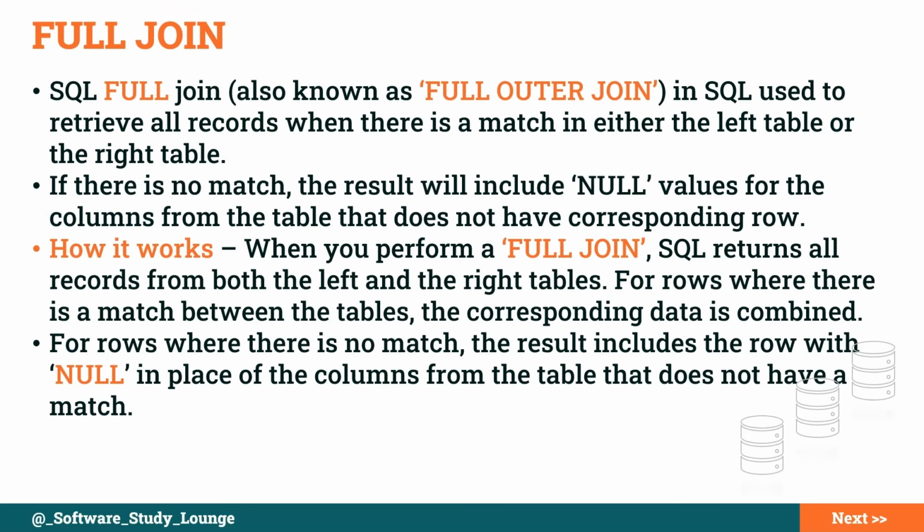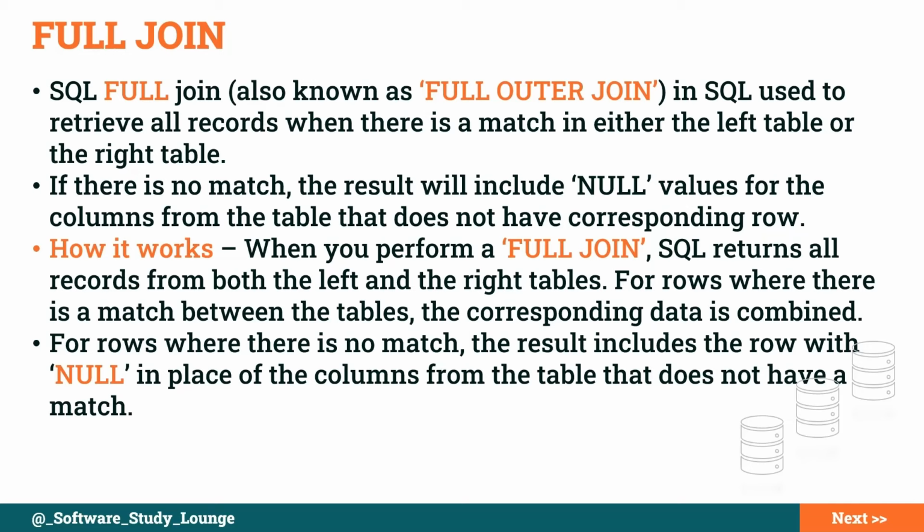So next is full join. SQL full join, also known as full outer join, is used to retrieve all the records where there is a match in either the left table or the right table. If there is no match, the result will include null values for the columns from the tables that do not have a corresponding row.